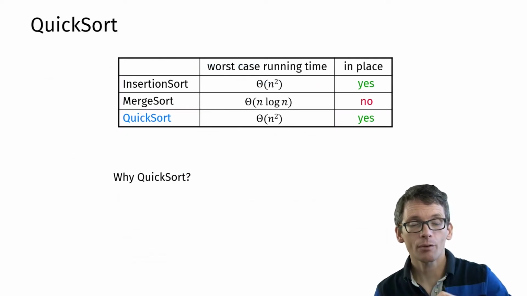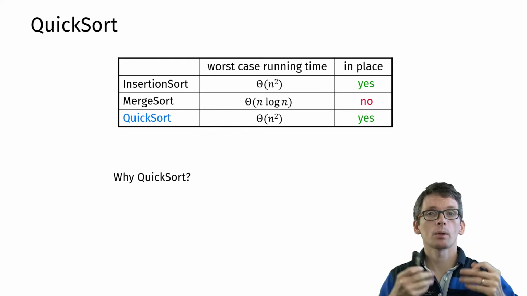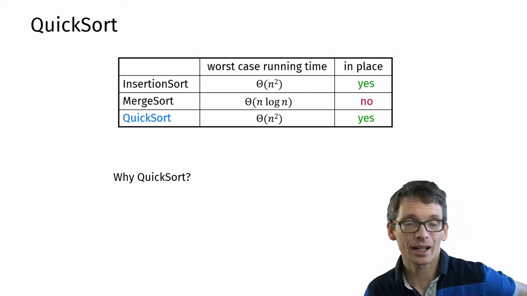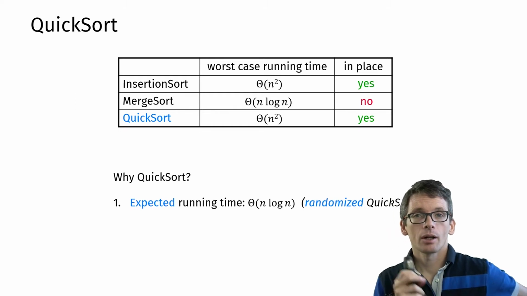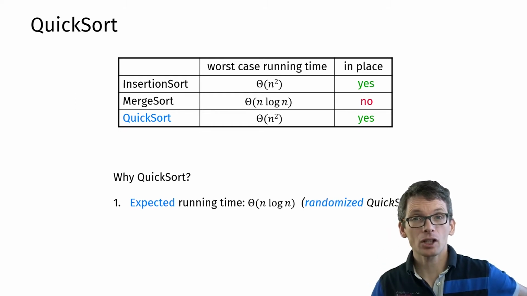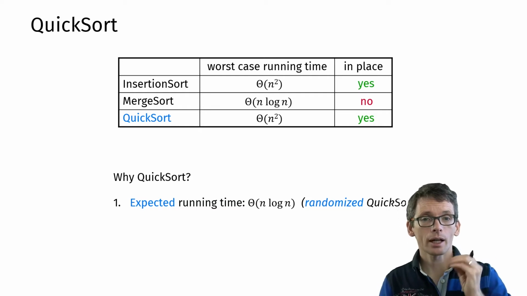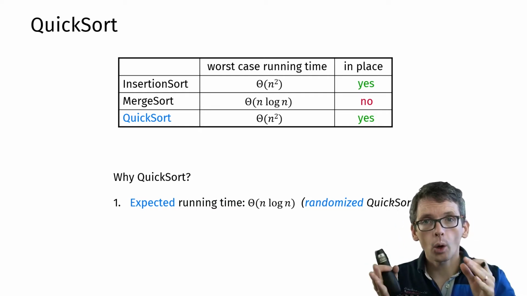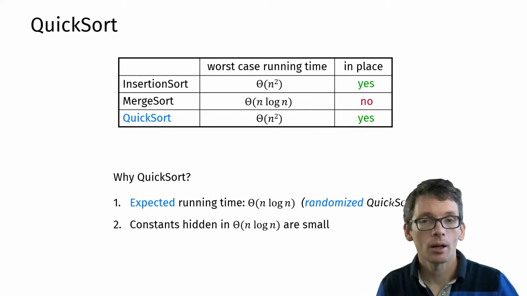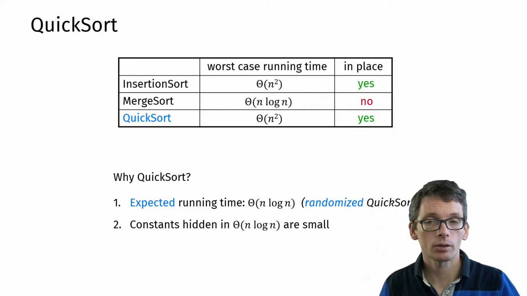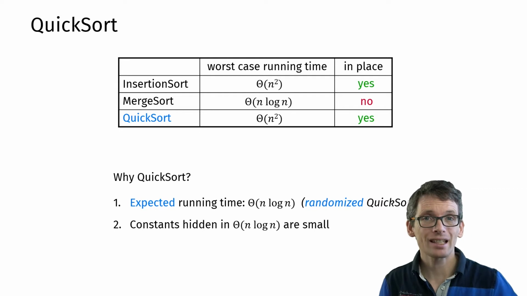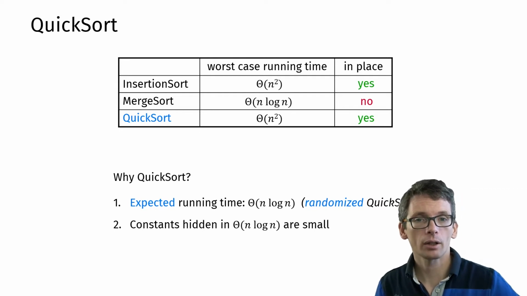Because on average, and now we are going to see an example of a randomized algorithm, randomized Quicksort, on average, so in expectation, it's actually very fast. The expected running time is order n log n, and order n log n can mean many things, but those constants for Quicksort are also small. So it's a fast, in expectation, n log n time algorithm.